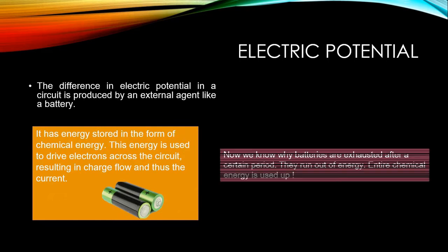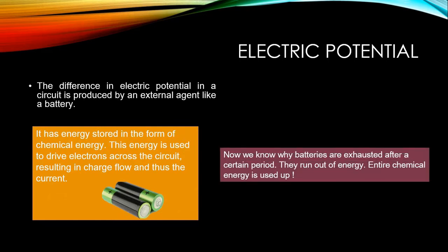Now we know why batteries are exhausted after a certain period. They run out of their stored chemical energy. It is all used up and the battery is drained, so they cannot produce more current. So we have to either recharge them or replace them.